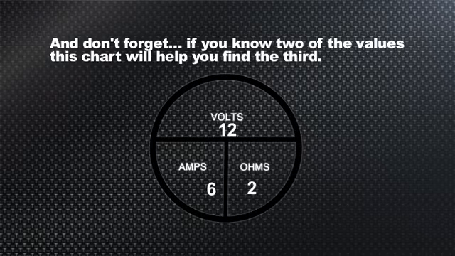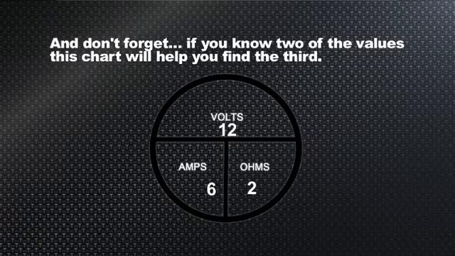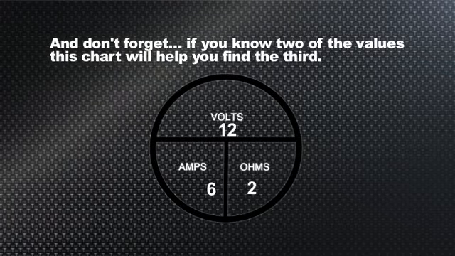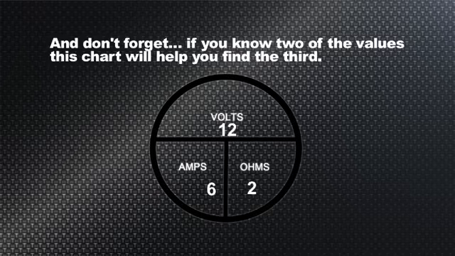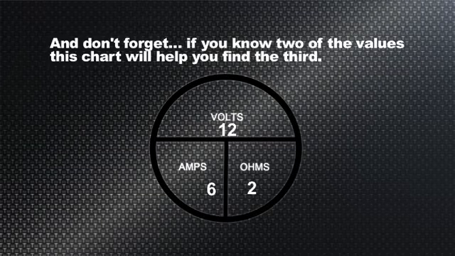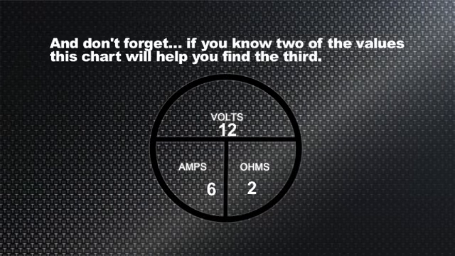And of course, we know it's going to be 12 volts if we have 6 ohms of resistance and 2 amps of current in the circuit. So that's in essence a real quick summary of Ohm's law.